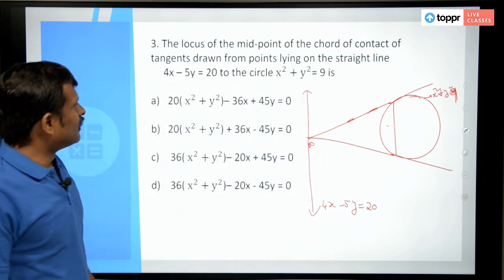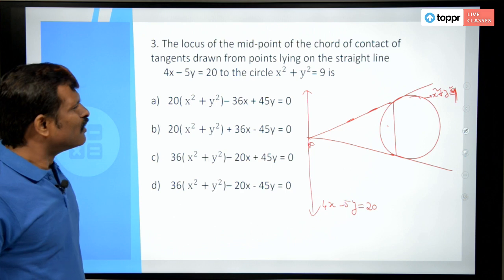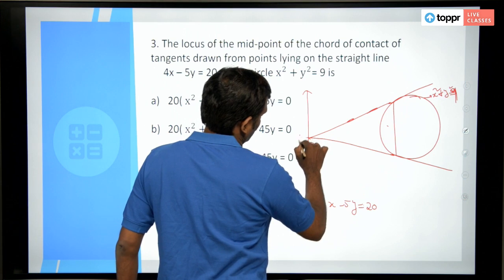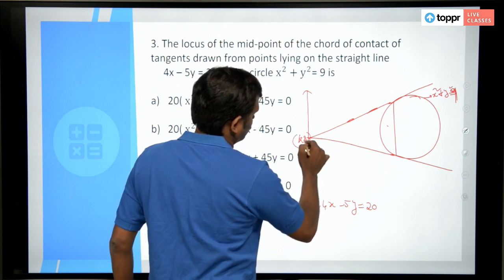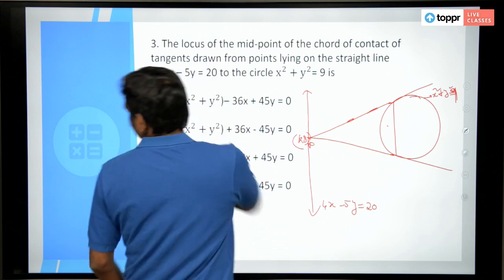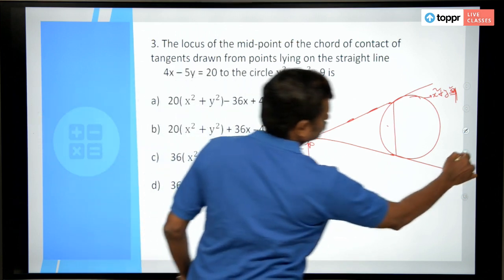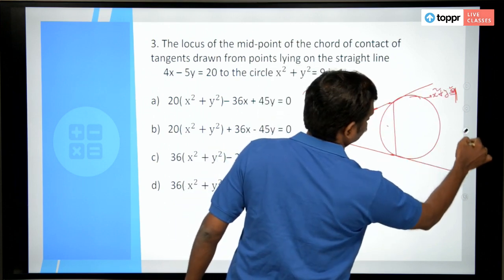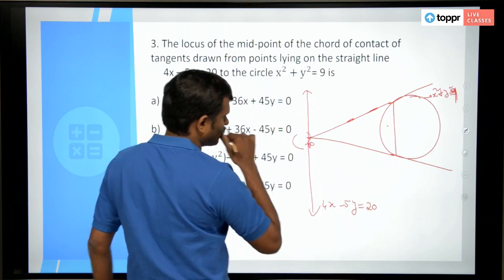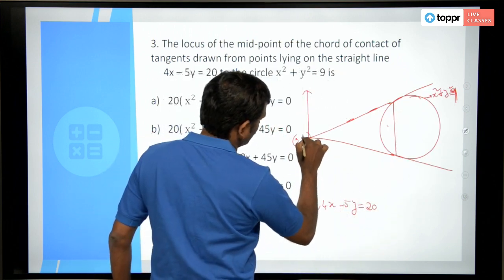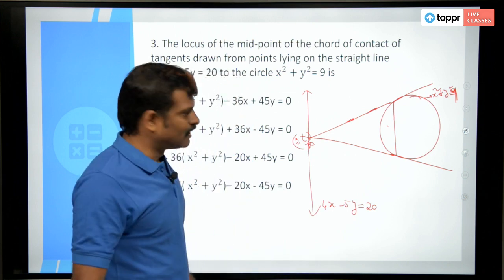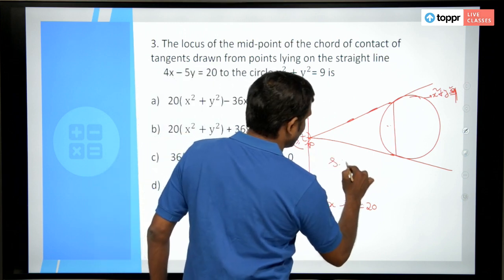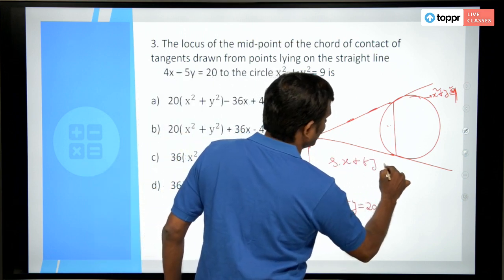So, that is the equation of the circle given to us. So, we know that the chord of contact, say suppose this point is some s comma t, then what will be the equation of this chord of contact? We know, right, s into x plus t into y is equal to 9.